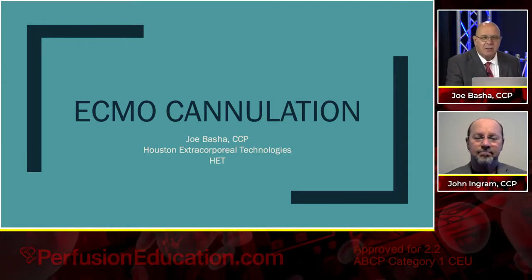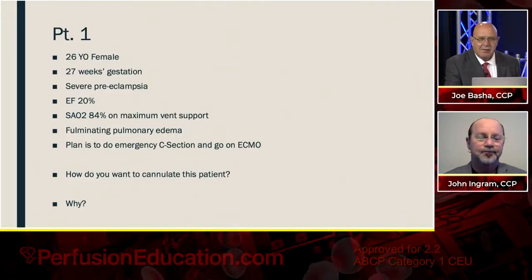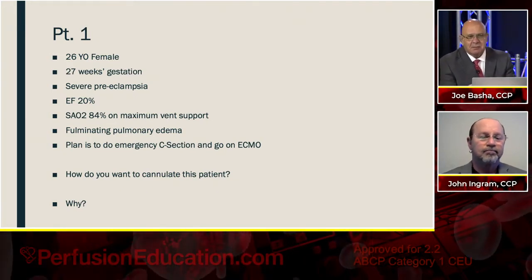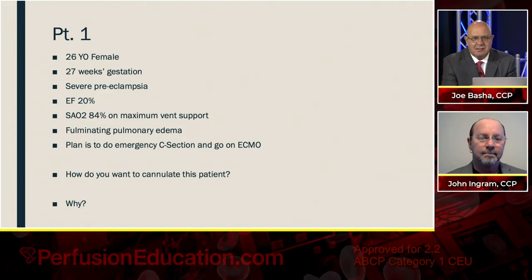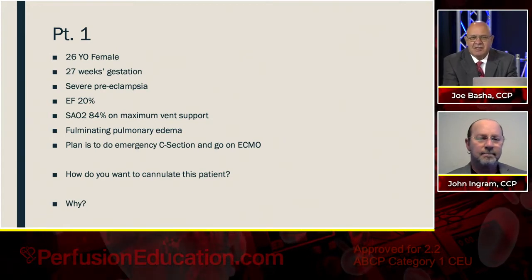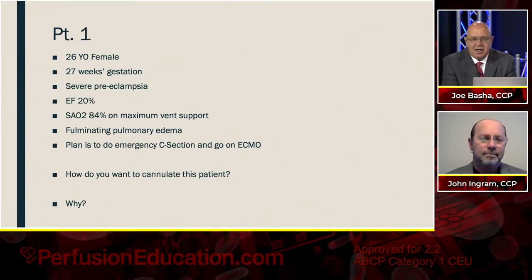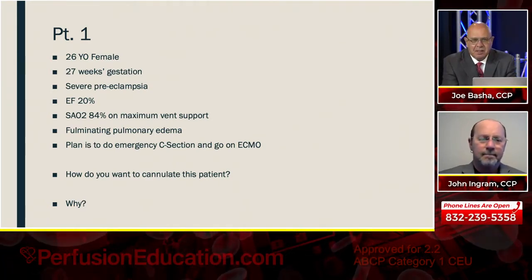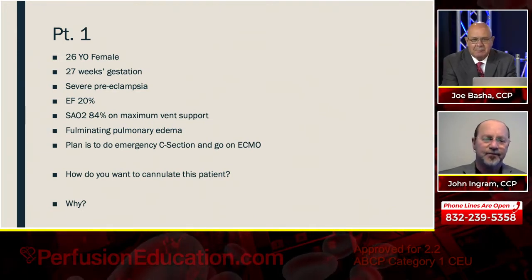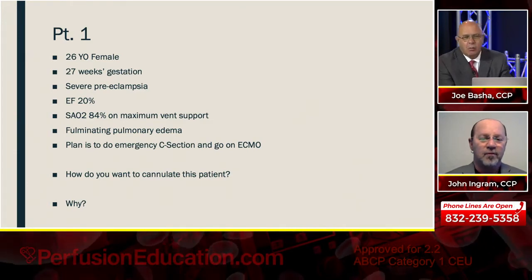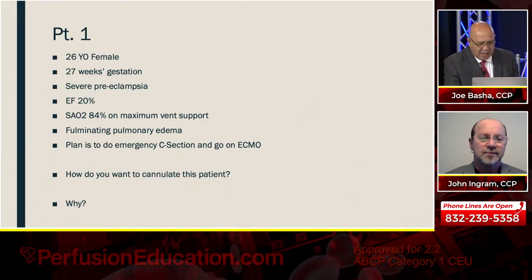So I'm just going to go to patient 1. Okay? And here's my question to our audience. It's a 26-year-old female. She has a gestation period of 27 weeks. She has severe preeclampsia. Her ejection fraction is 20%. Her SaO2 is 84% on maximum ventilatory support. She's in fulminating pulmonary edema. And the plan is to do an emergency C-section and immediately go on ECMO. How do you want to cannulate this patient and why?